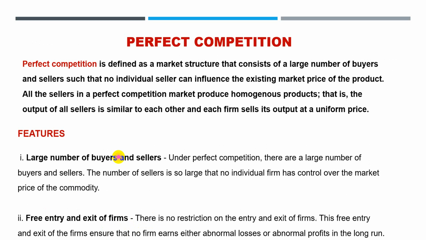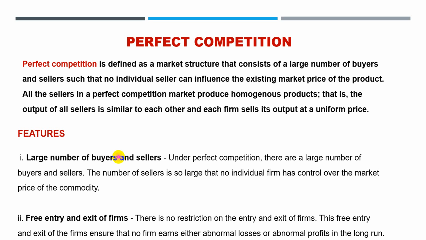Perfect competition. Perfect competition is defined as a market structure that consists of a large number of buyers and sellers such that no individual seller can influence the existing market price of the product. All the sellers in a perfect competition market produce homogeneous products. That is, the output of all sellers is similar to each other, and each firm sells its output at a uniform price. In other words, we can say perfect competition refers to a market situation where there are a very large number of buyers and sellers dealing in a homogeneous product at a price fixed by the market, and that price is uniform. So two important characteristics from here: uniform price and homogeneous product.